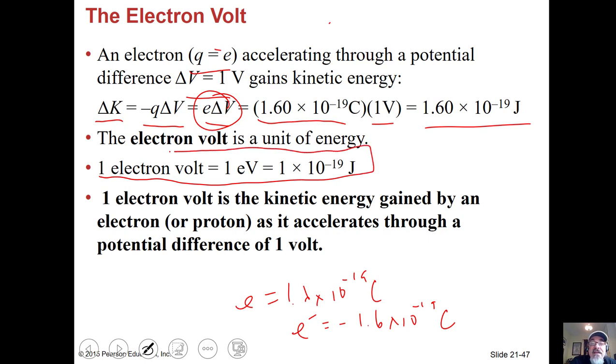So 1 eV is 1.6 times 10 to the minus 19th joules. So make a note of that. That's what 1 electron volt is. I'm not sure what happened to the 0.6 there.